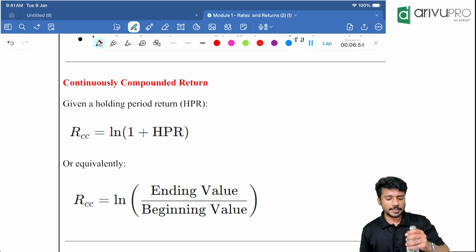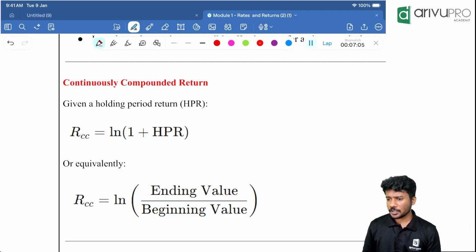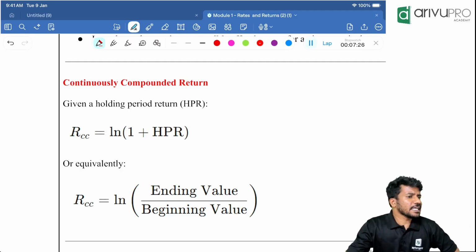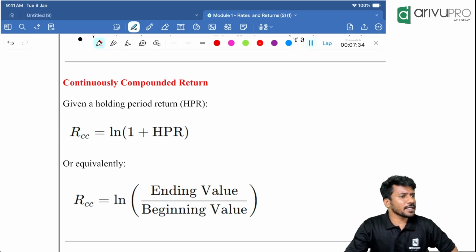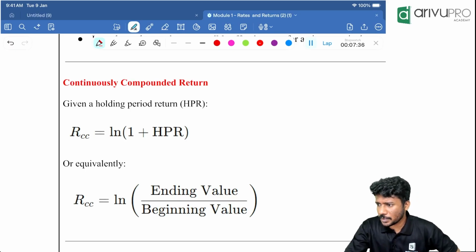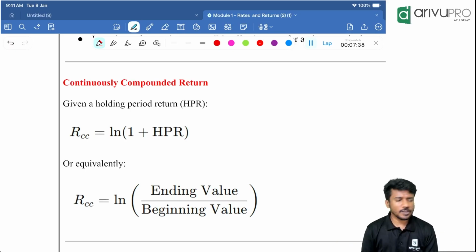Continuous compounding return, RCC, is what? Ending value means what is the ending value they are implying? That is the ending price. Then beginning value means the price at which we purchased it. Yes. So everyone knows how to use the log value in the calculator? We will talk about that also before discussing questions based on this.